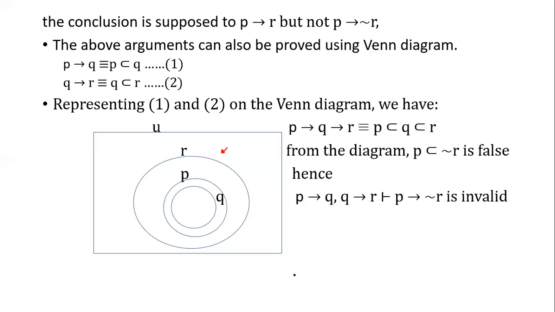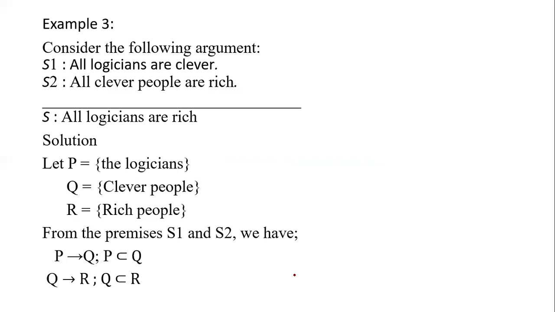Now, let me leave you to try this example. Even though I've done the previous one for you, you try it. Let's consider the following argument. S1: all logicians are clever. S2: all clever people are rich. Conclusion: all logicians are rich.